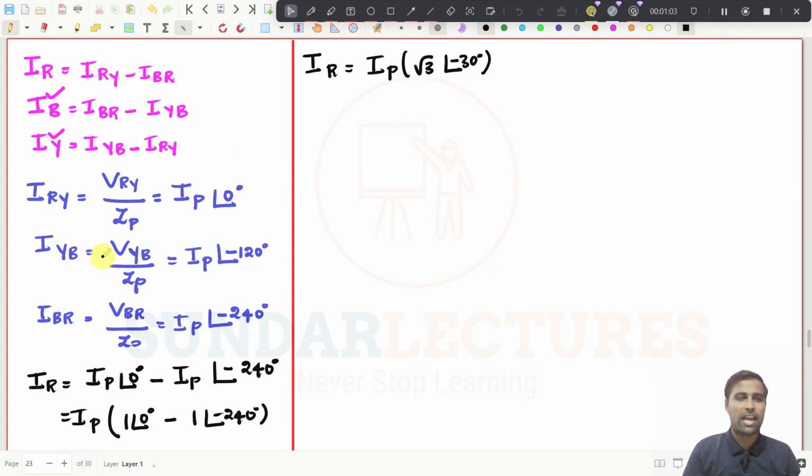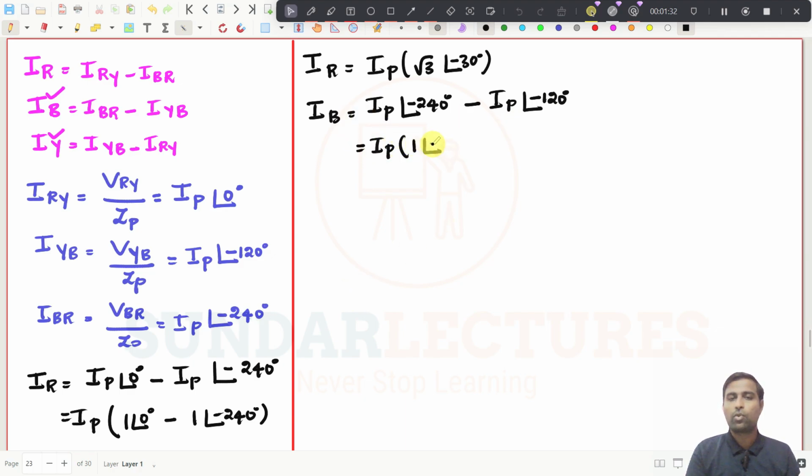Next I will go for IB. What is IBR? IBR is nothing but IP at an angle of minus 240 degree, minus IYB, which is IP at an angle of minus 120 degree. You take IP commonly outside, same principle: it is 1 at an angle of minus 240 degree, minus 1 at an angle of minus 120 degree. You simplify this, and obviously you will get IB to be IP at an angle of minus 150 degree, right? Am I right? Yes, I am right. It is minus 150 degree.